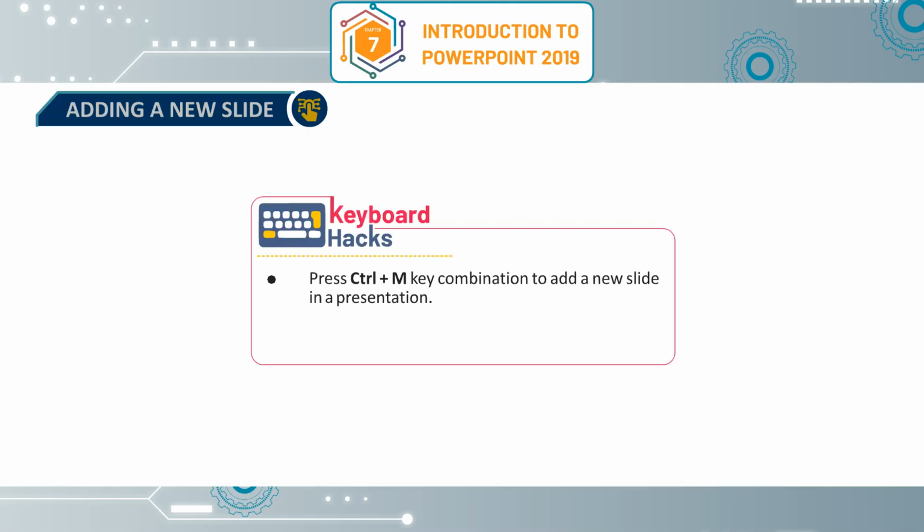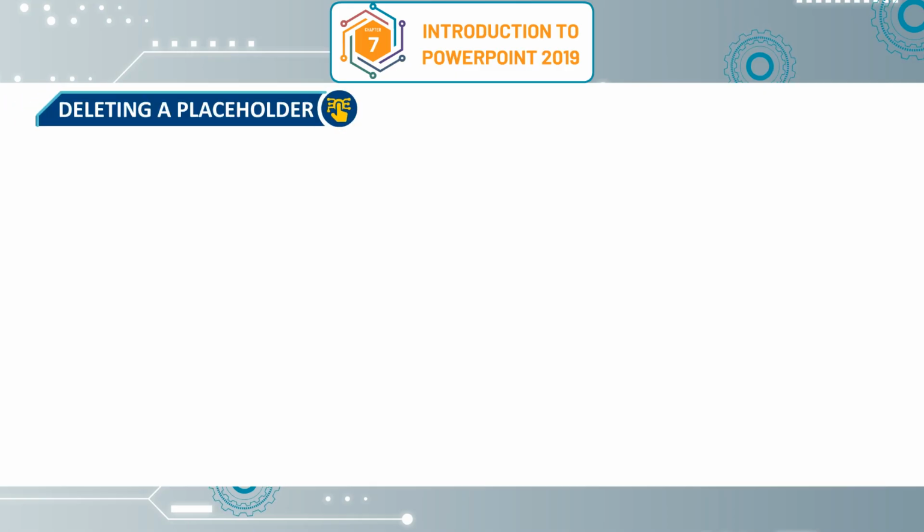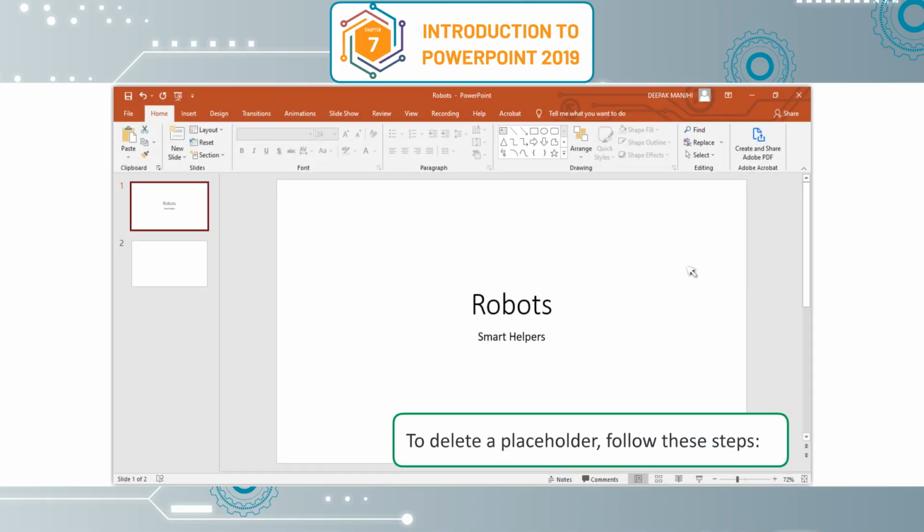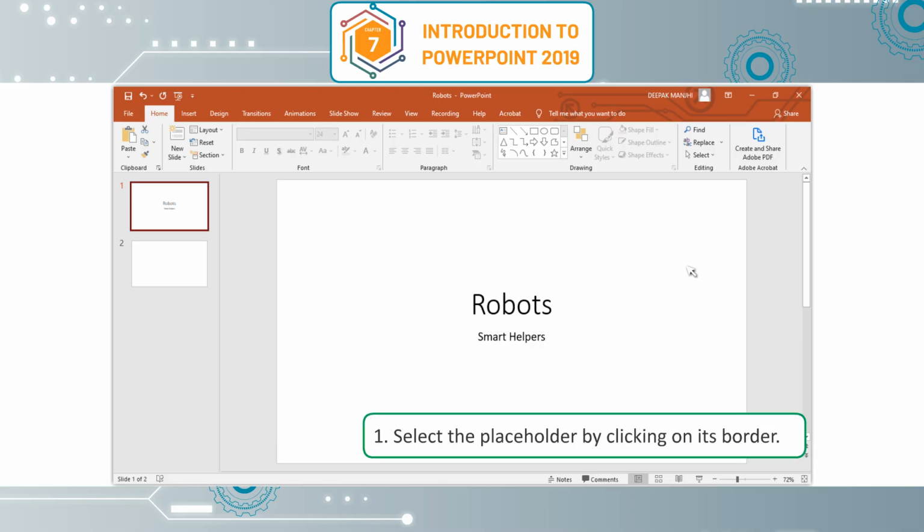Keyboard hacks. Press Ctrl+M key combination to add a new slide in a presentation. Press Ctrl+N key combination to create a new presentation. Deleting a placeholder. To delete a placeholder, follow these steps. 1.